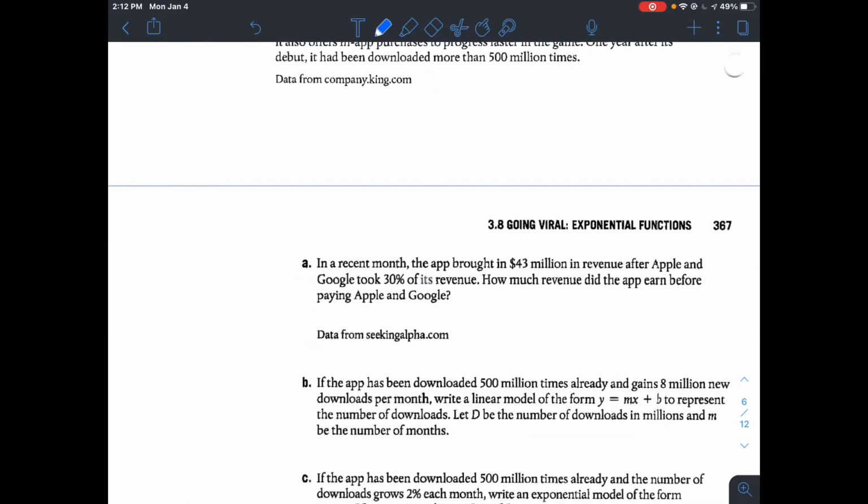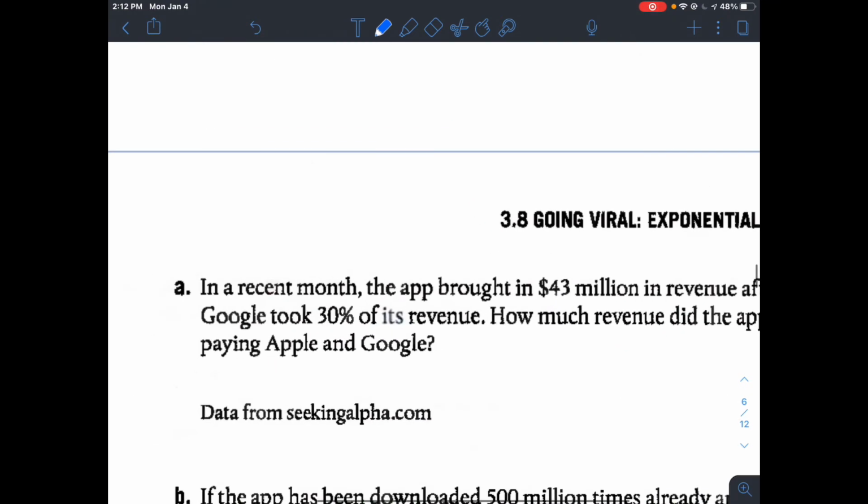Okay, in a recent month, the app brought in $43 million in revenue after Google and Apple took 30% of its revenue. How much revenue did the app earn before paying Apple and Google? Okay, so for this one, I'm going to use my exponential function equation, y equals the starting value times the percent increase or decrease, so my rate of change, to the power x.